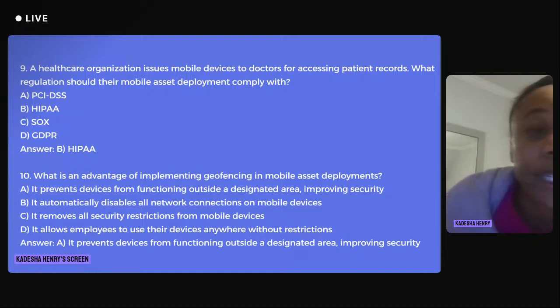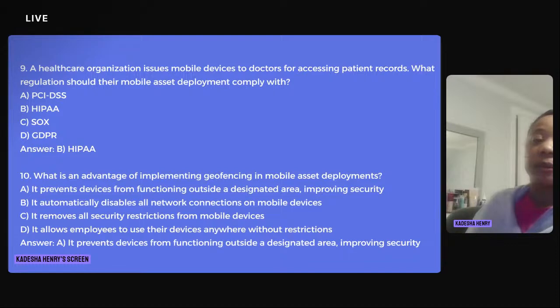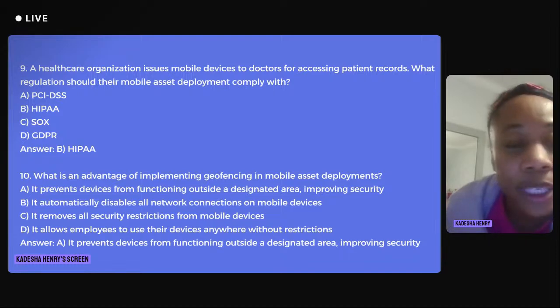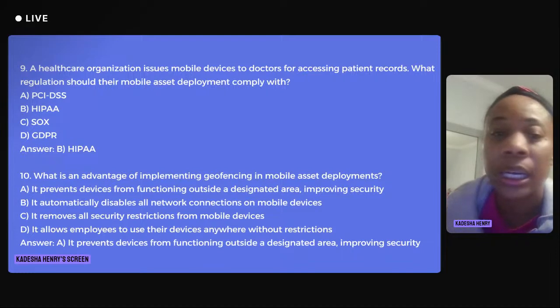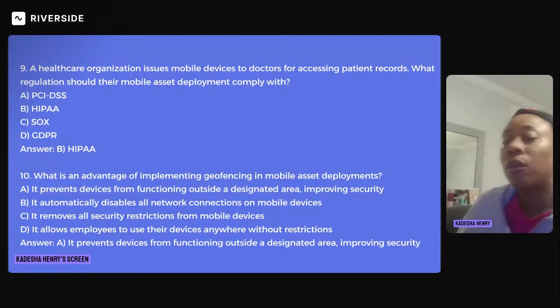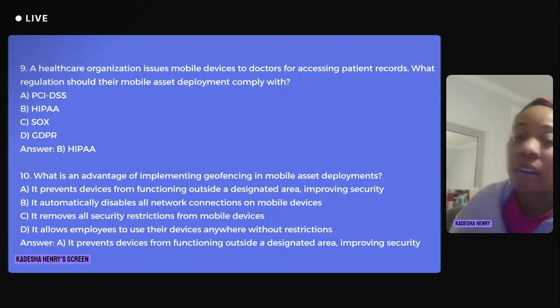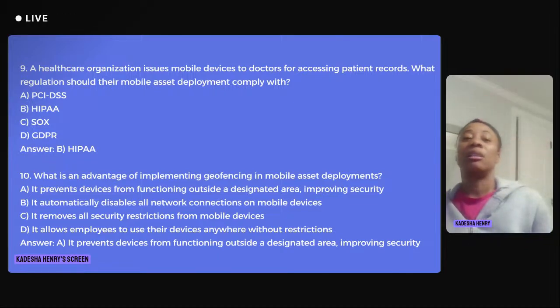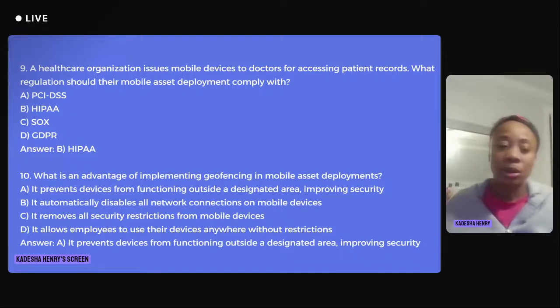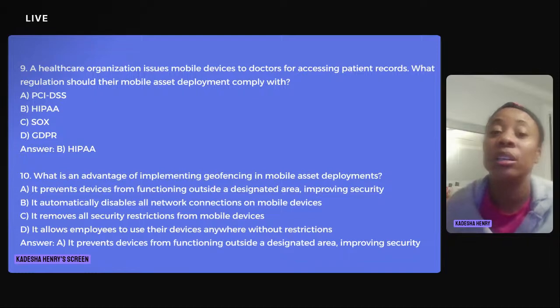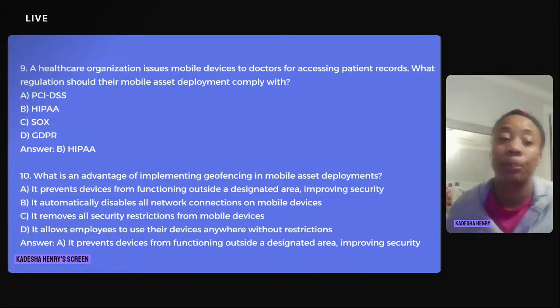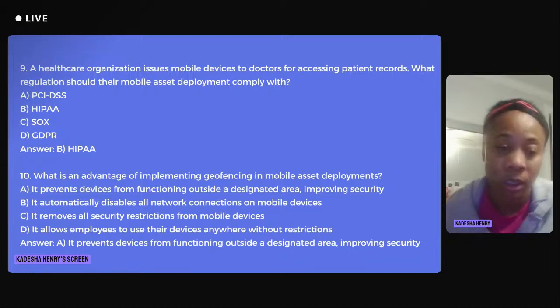Is it A, PCI DSS, B, IPA, C, SOX, D, GDPR? And the answer would be IPA, because IPA is the one that governs the Privacy Act of the medical industry, right? So the device that they are buying must be in compliance with IPA. Okay.